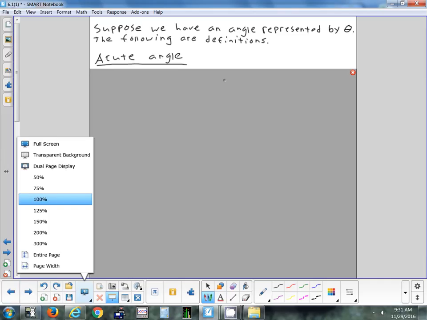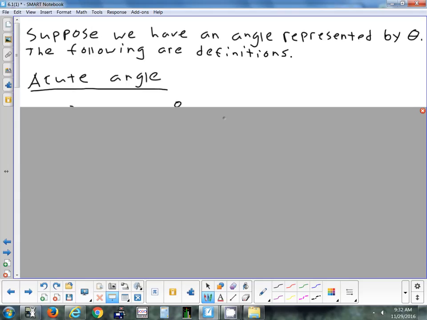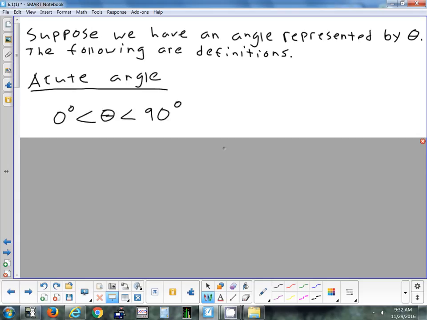All right, so if we have angles that have certain measure to them, we give them special names. Does anybody know what an acute angle is? Less than 90 degrees. Okay, that's part of it. Greater than 0, less than 90. Yes. Okay, so that's an angle. Theta here represents an angle. Okay, so we have an angle represented by theta. If it's acute, it has to be greater than 0 and less than 90. Okay, so negative 10 is not an acute angle.